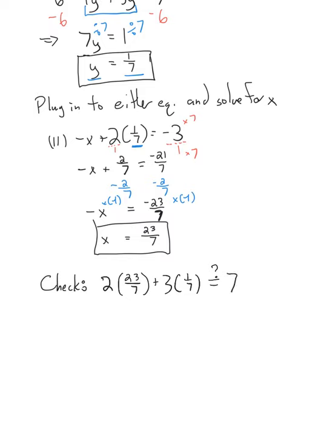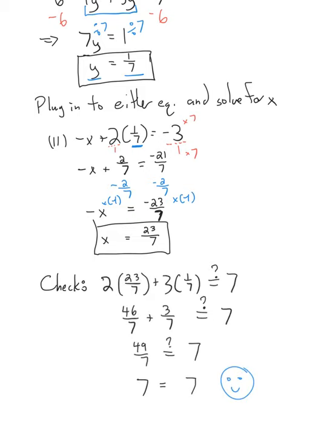Well, 2 times 23 over 7 is 46 over 7. 3 times 1 over 7 is 3 over 7. Does that equal 7? Well, 46 plus 3 is 49 over 7. Does that equal 7? Well, 49 divided by 7 is for sure 7. So indeed 7 does equal 7. And we're happy we got the correct answer.